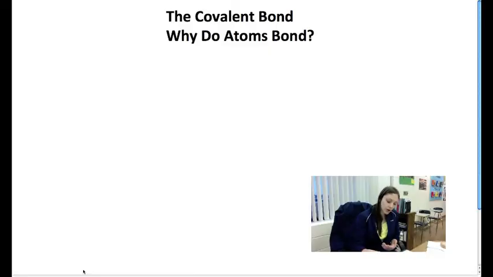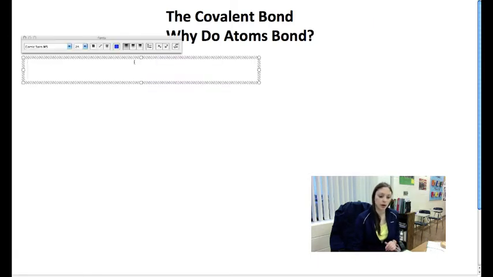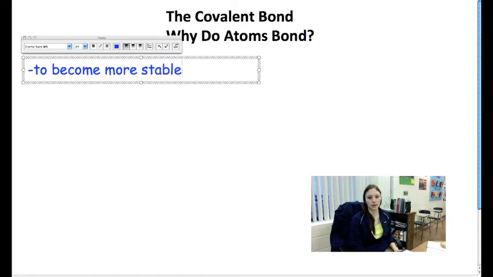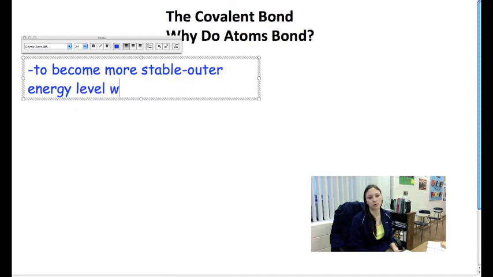Now we've got the main 3rd type of bond, which is the covalent bond. Okay, so again, when we talked about why atoms bond, this was in that very first quiz that we talked about. Remember that atoms bond to become more stable. All right, we want that outer energy level with 8 electrons.